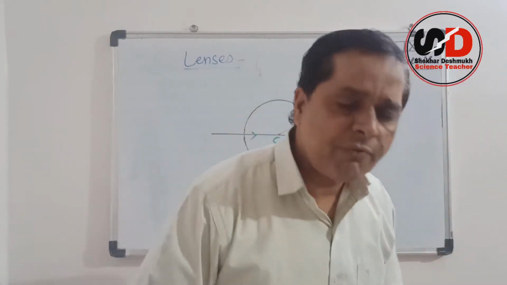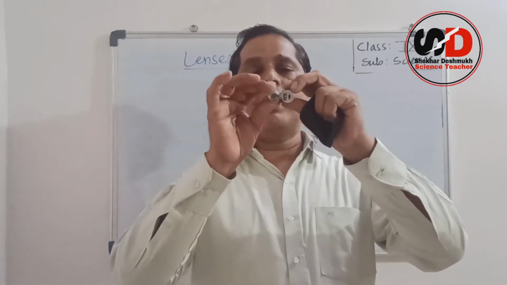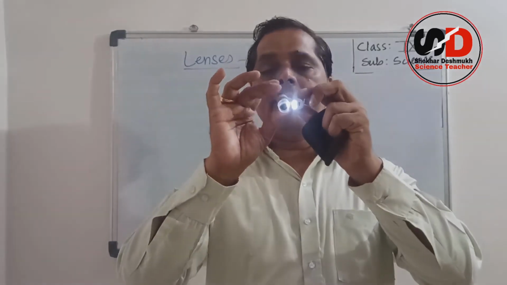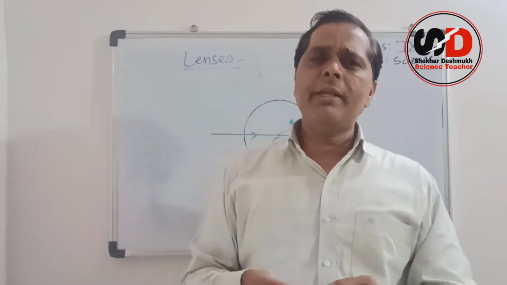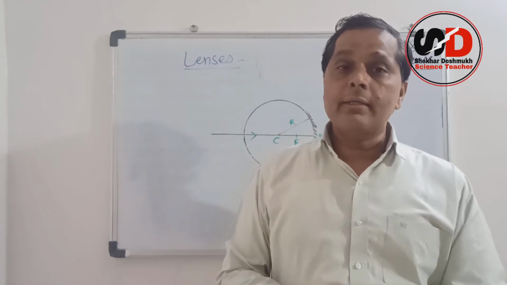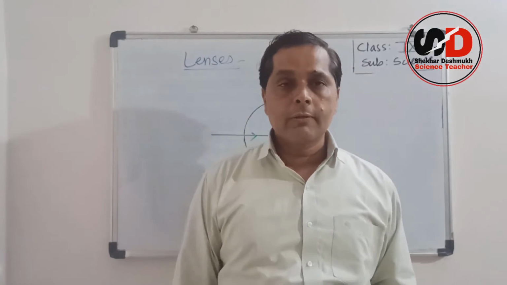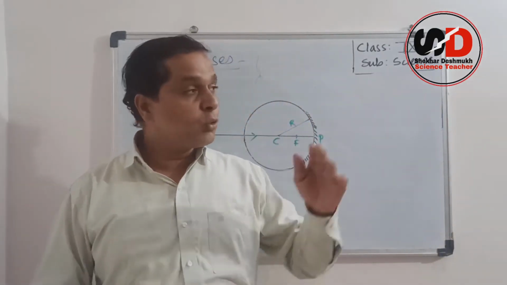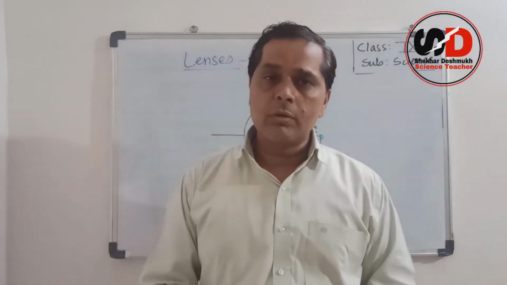I have a very small microscope here. In it we can easily see that two lenses are used. So there are so many applications of lenses, and we use them in our daily life also. A lens is embedded in the front door also, to see outside.